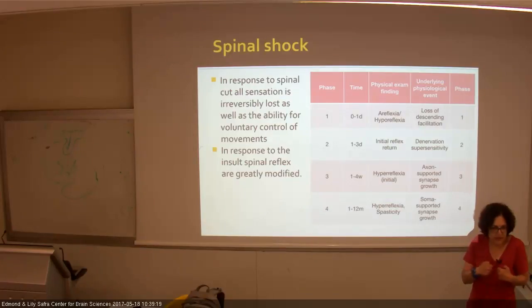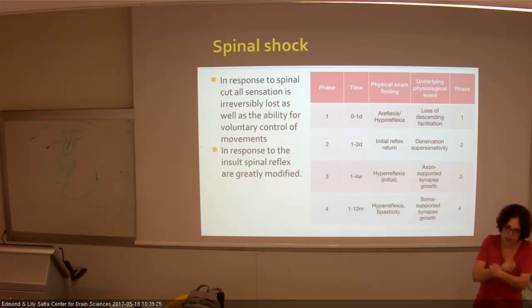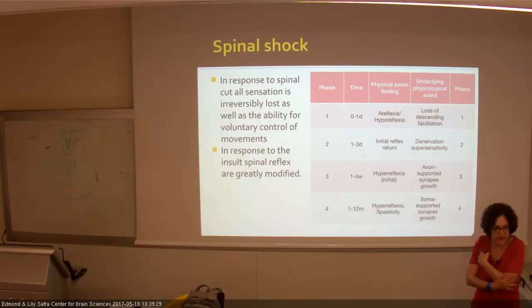So the entire posture is impaired. You know, people with spinal cord injury can become spastic, which means that they are very rigid in their muscle, in the posture, because of this enhanced muscle tone.